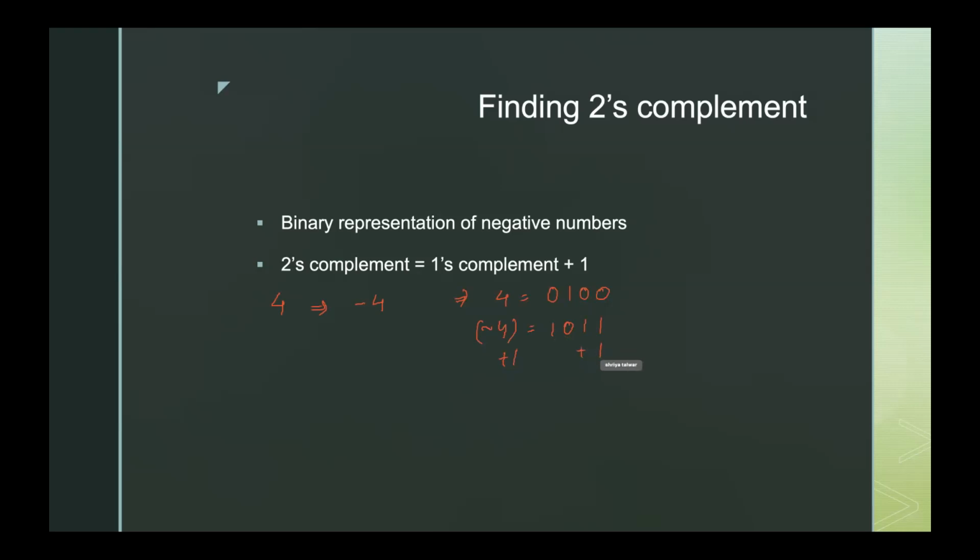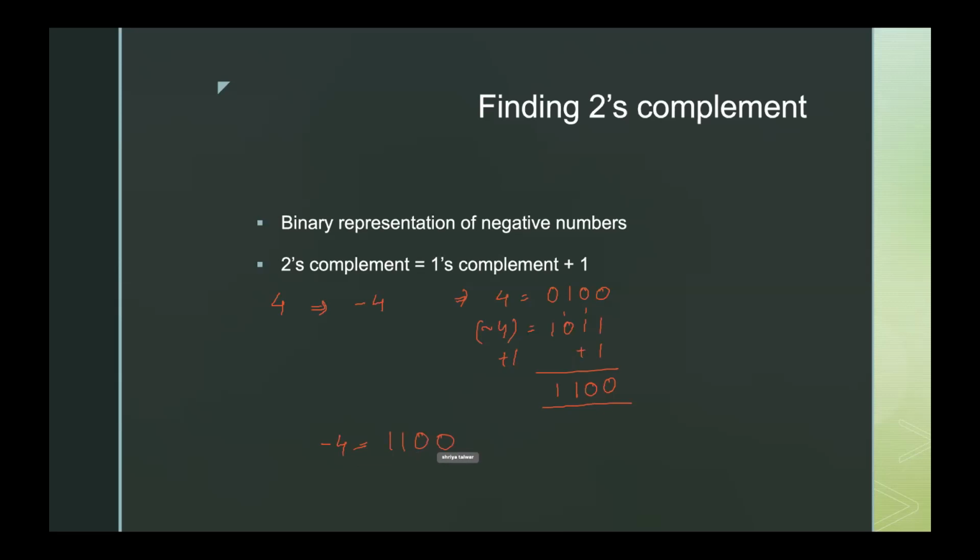So let's add 1 to it. This is how binary addition works. 1 plus 1 will be 2, but 2 is represented as 10 in this case, so 0 comes here and 1 will be carried over. Then 1 plus 1 gives 0 and 1 is carried over again, and the last 1 is copied down. So the representation of minus 4 is 1100.